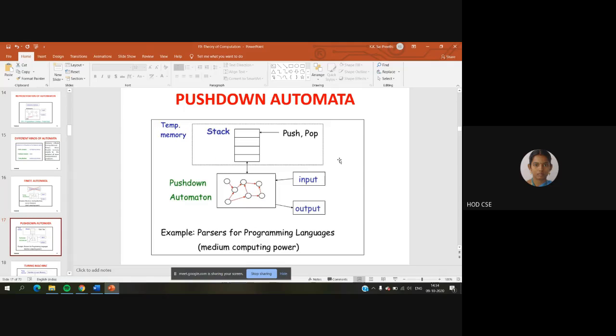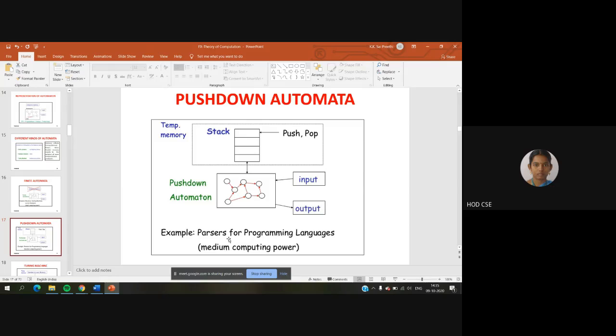Okay, and in push-down automata, the states and transitions are there. In addition to that, there is temporary memory, which is configured by a stack. In a stack, only two operations are allowed: one is push, another one is pop. Push is nothing but we can insert any item. We cannot add the item in between; at the top position we can insert the element. Similarly, from the top position we can remove the element. Which is also receiving the input and producing the output.